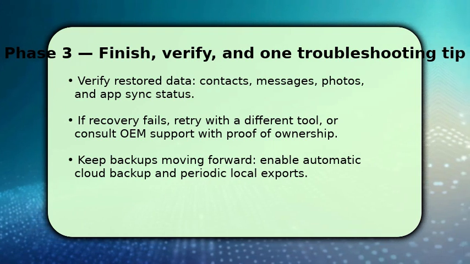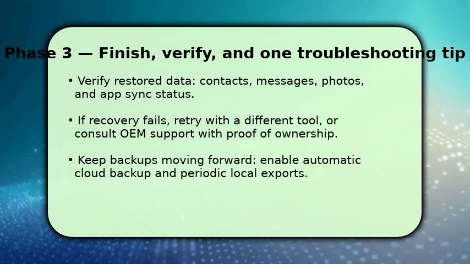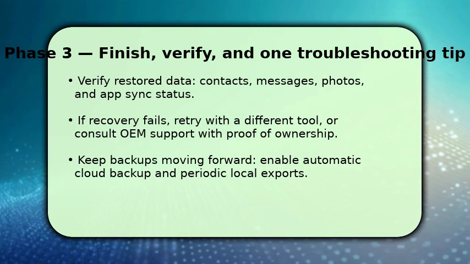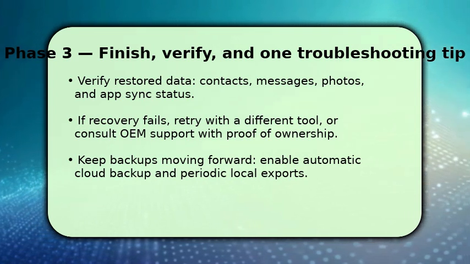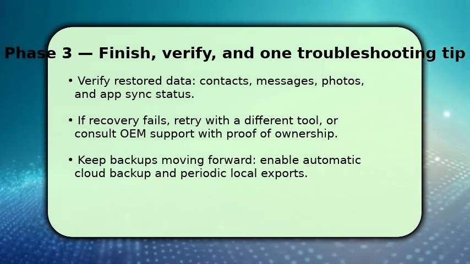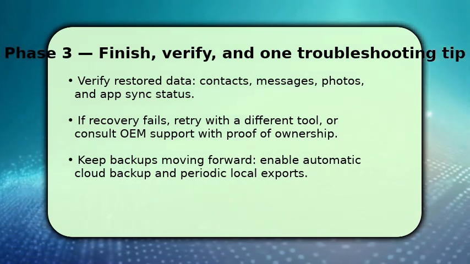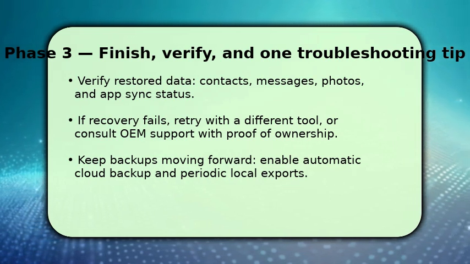If items are missing, retry a second scan or a different recovery tool, and make sure the device wasn't encrypted in a way that blocks recovery. If nothing works, contact the phone maker with ownership proof. They can suggest authorized recovery.